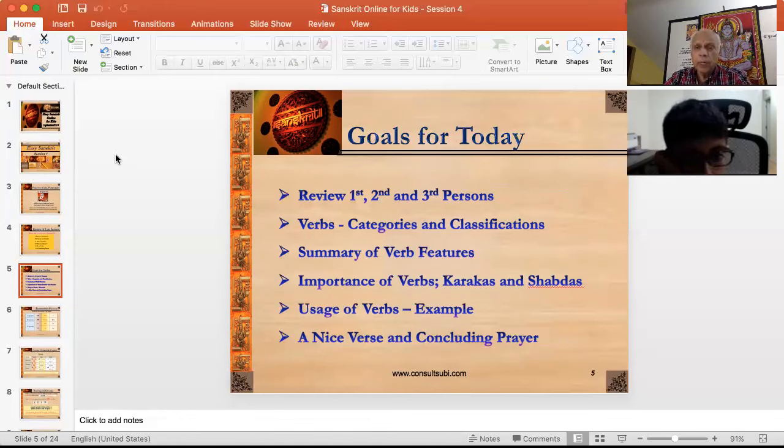Also, we're going to learn about Karakas and Shabdas, which are a very important part of the verbs. And I'm going to give you some examples of how to use the verbs. And as usual, we'll have a nice verse and a concluding prayer. So that is the goal for today. Let's see how we are going to do that.